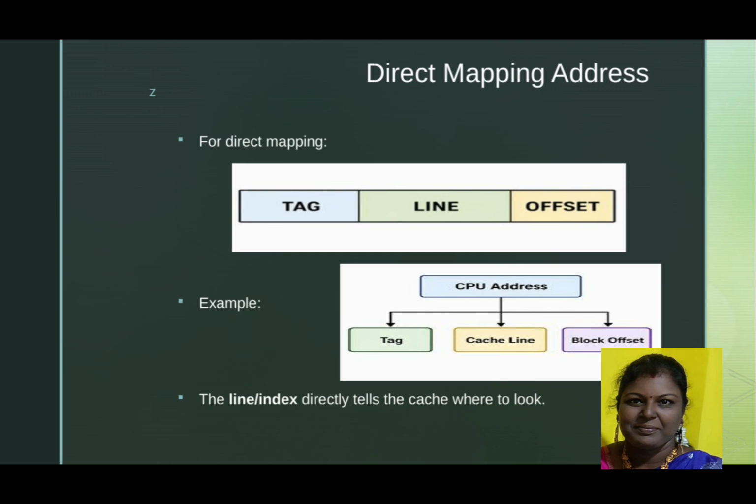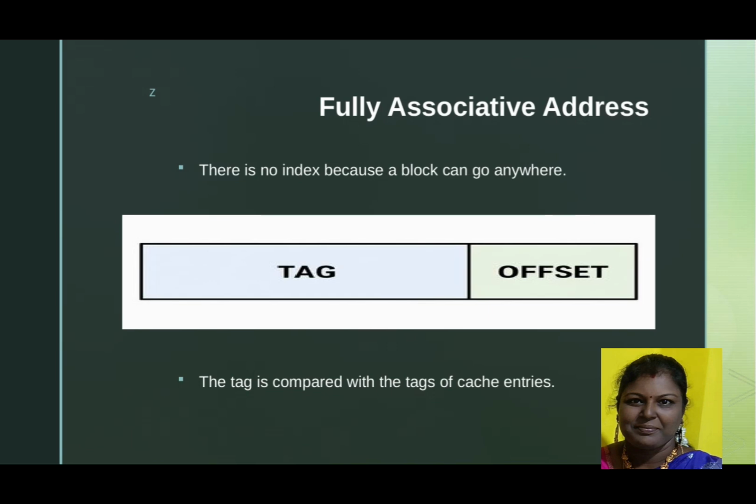Here, we're looking at a fully associative address system. Unlike other methods, there's no fixed index because a block can be placed anywhere in the cache. Instead, the tag of the incoming block is compared with the tags of all cache entries. This gives us flexibility, but it also means every tag must be checked, which can impact speed and complexity. It's a trade-off between freedom of placement and search effort.